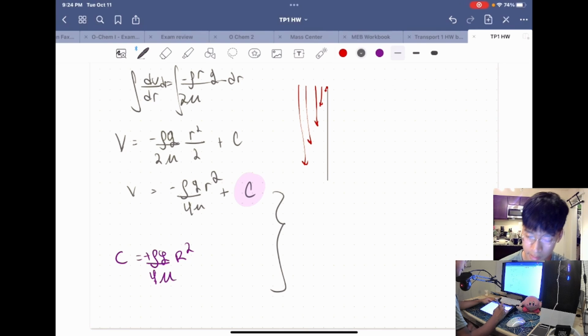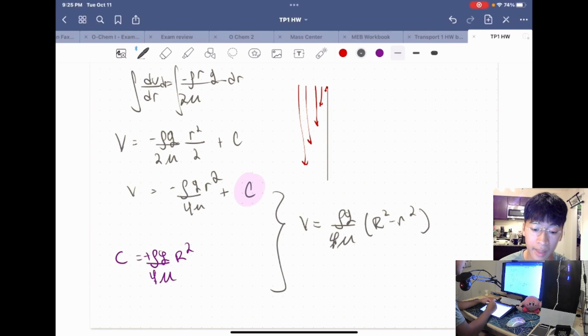So now we have v equal to negative rho g over 4 viscosity, little r squared, plus, well, rather, we can factor it all out. We can actually factor it all out and say that it's going to equal the constant rho g over 4 mu, big R squared minus little r squared. And that's our velocity profile.